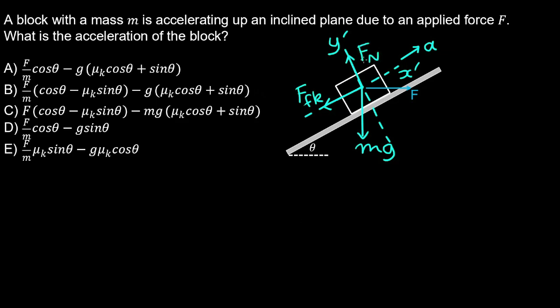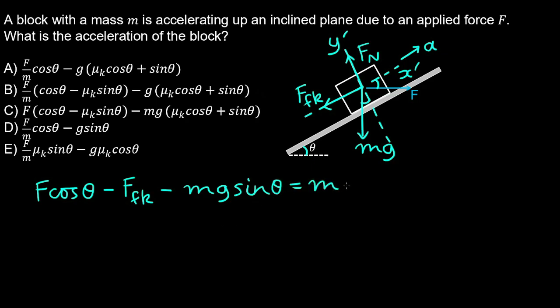So applying Newton's second law in the x dash direction, and recognizing that this angle and this angle is equal to the angle of the plane, we have F cosine theta minus the kinetic friction force minus the force of weight by sine theta to give the component in the x dash direction is equal to the mass by the acceleration.